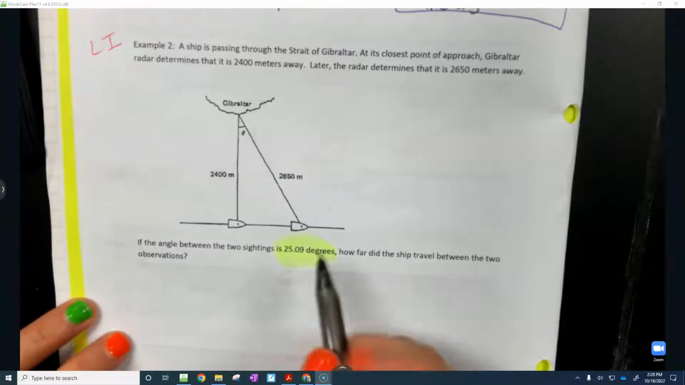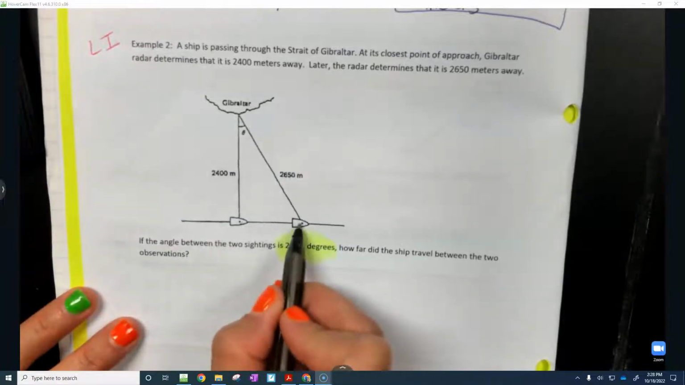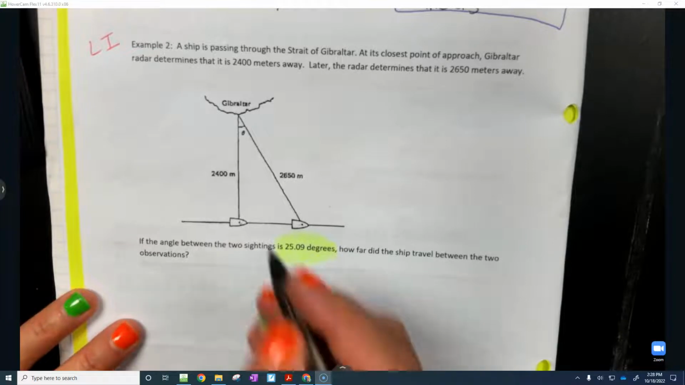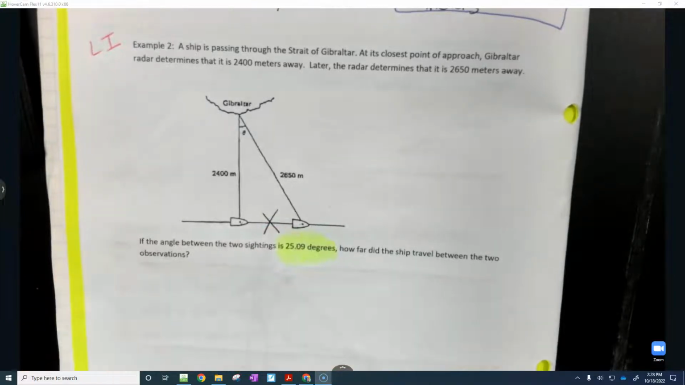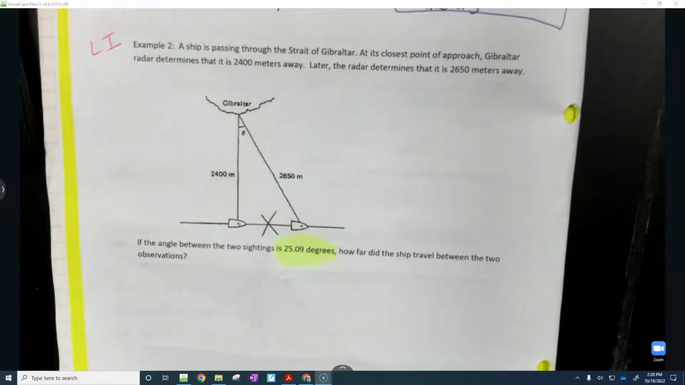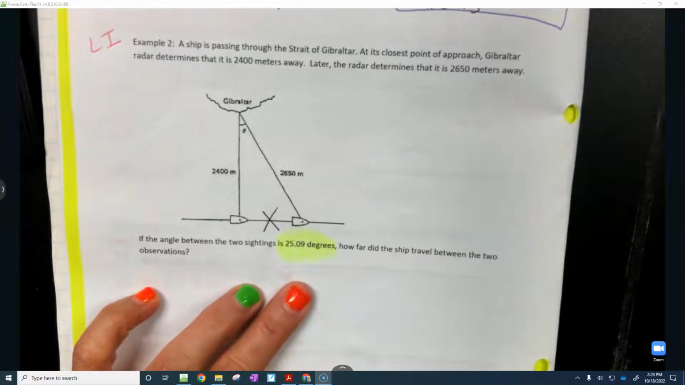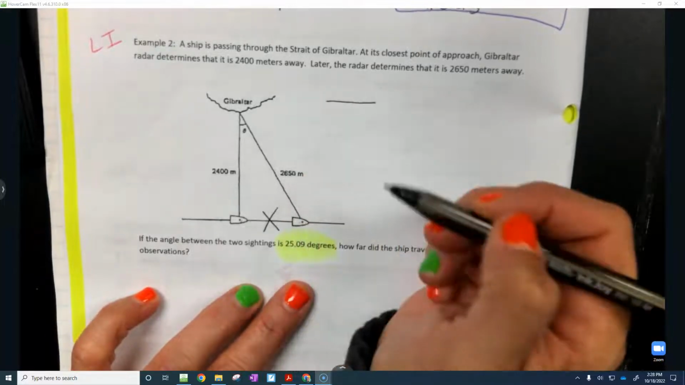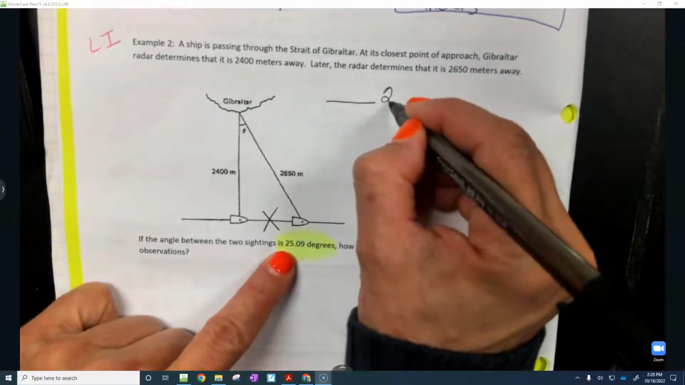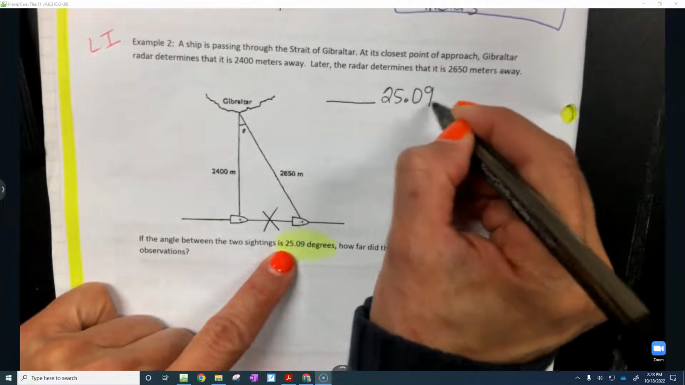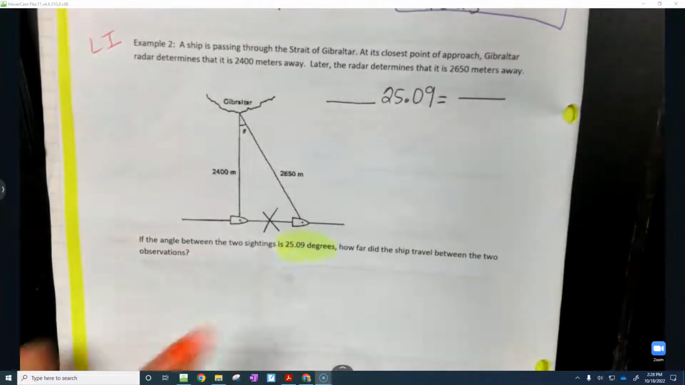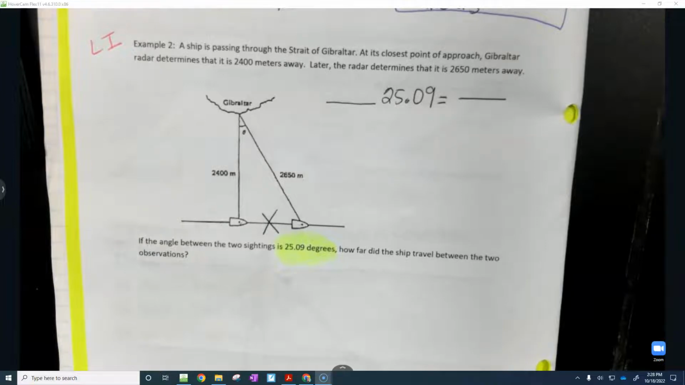All right, so we're figuring out how far that ship traveled. So here's my x. When the degrees are given, you're going to have an x in your work. So let's figure out what's happening here. So some trig function of 25.09 is some fraction. We're about to set up a fraction. Let's see what we got.